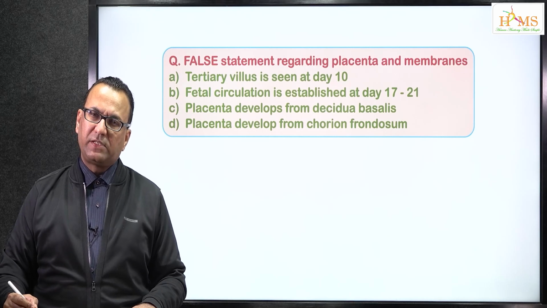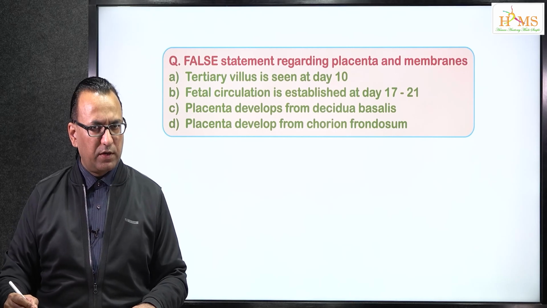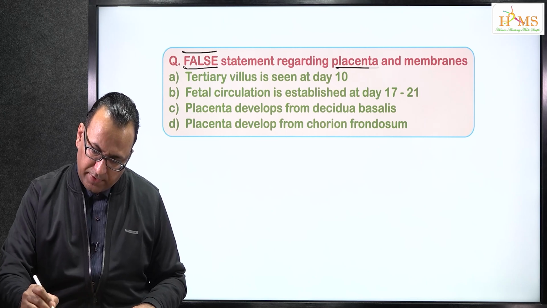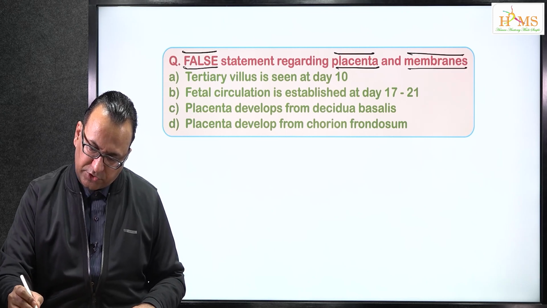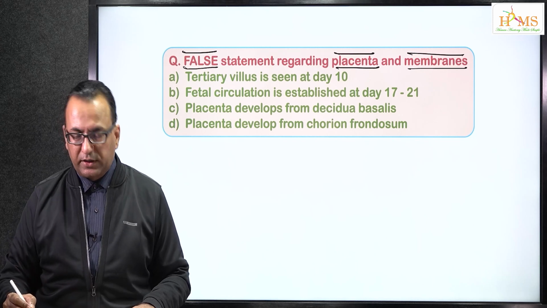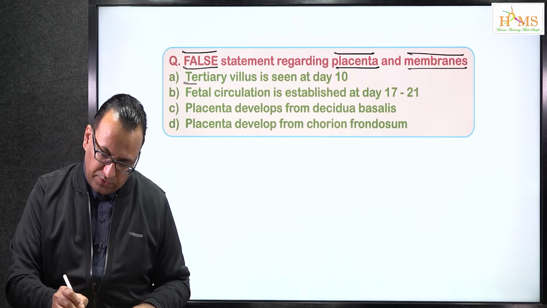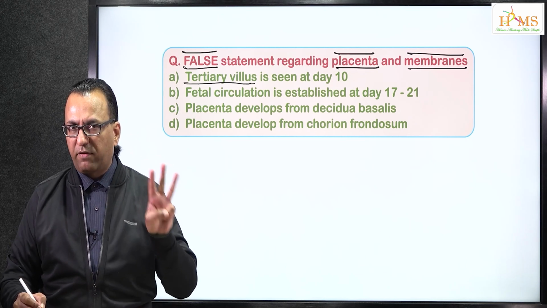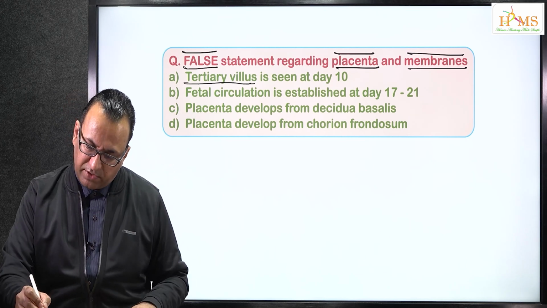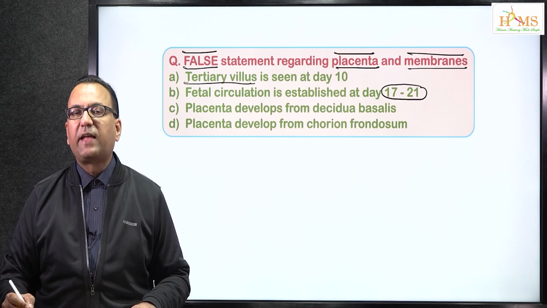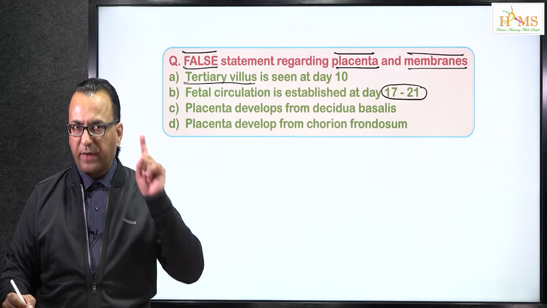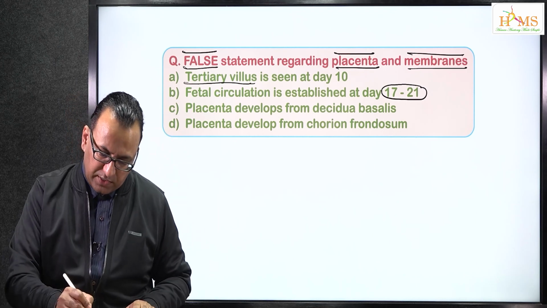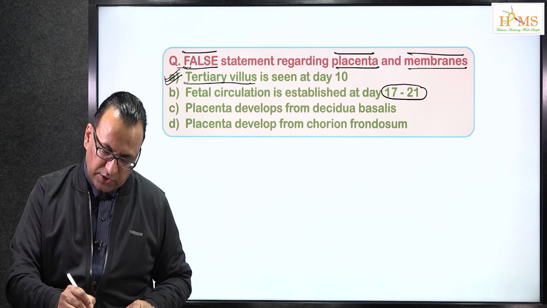On placental development, we have one MCQ here, which is asking us about the false statements regarding the development of the placenta and its membranes. As we notice, the very first choice is asking us about tertiary villus. But the tertiary villus actually develops in the third week of development, in fact day number 17 to 21. So obviously, it cannot be day number 10. First we have primary villus, then secondary villus, and tertiary villus comes later. So immediately we find our answer. The false statement is choice number A.